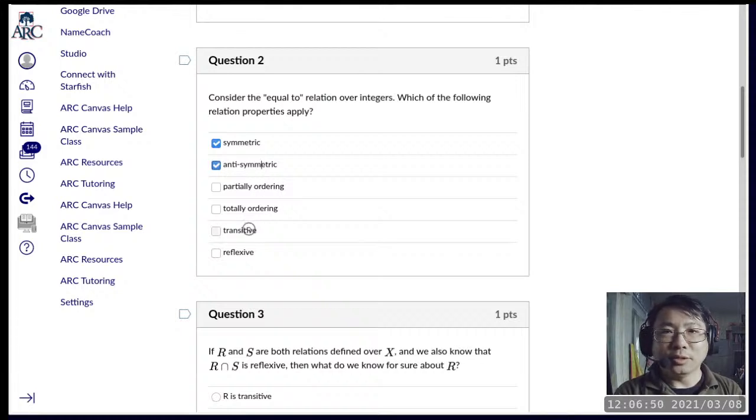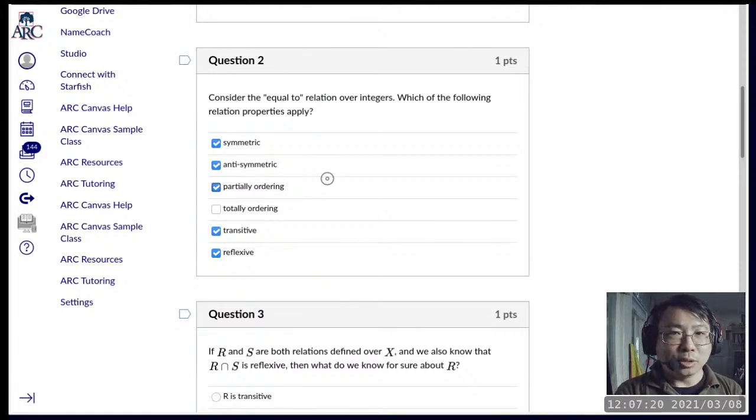And it is also transitive, because if you can find 1 equals 1 and 1 equals 1, then 1 equals 1. Basically, I use 1 for all 3 variables in that formula. So it is definitely transitive. Is it reflexive? Yeah, you betcha it's reflexive, right? Every element relates to itself using equal to, which makes it partially ordering for sure.